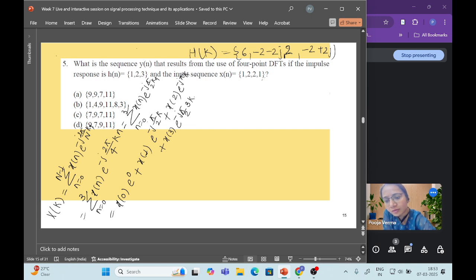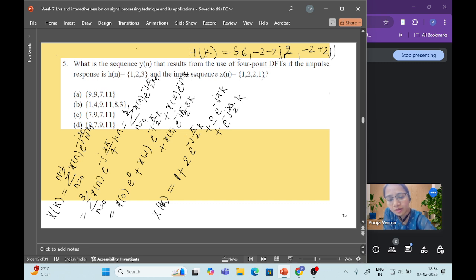So first we will find out x of 0. So here I am writing x of k first, just putting all these values. So here x of 0 is 1. So 1 plus x of 1 is 2, right? So 2 e to the power minus j pi by 2 k plus 2, because x of 2 is 2, again e to the power minus j pi k plus x of 3 is 1. So e to the power minus j 3 pi by 2 k.